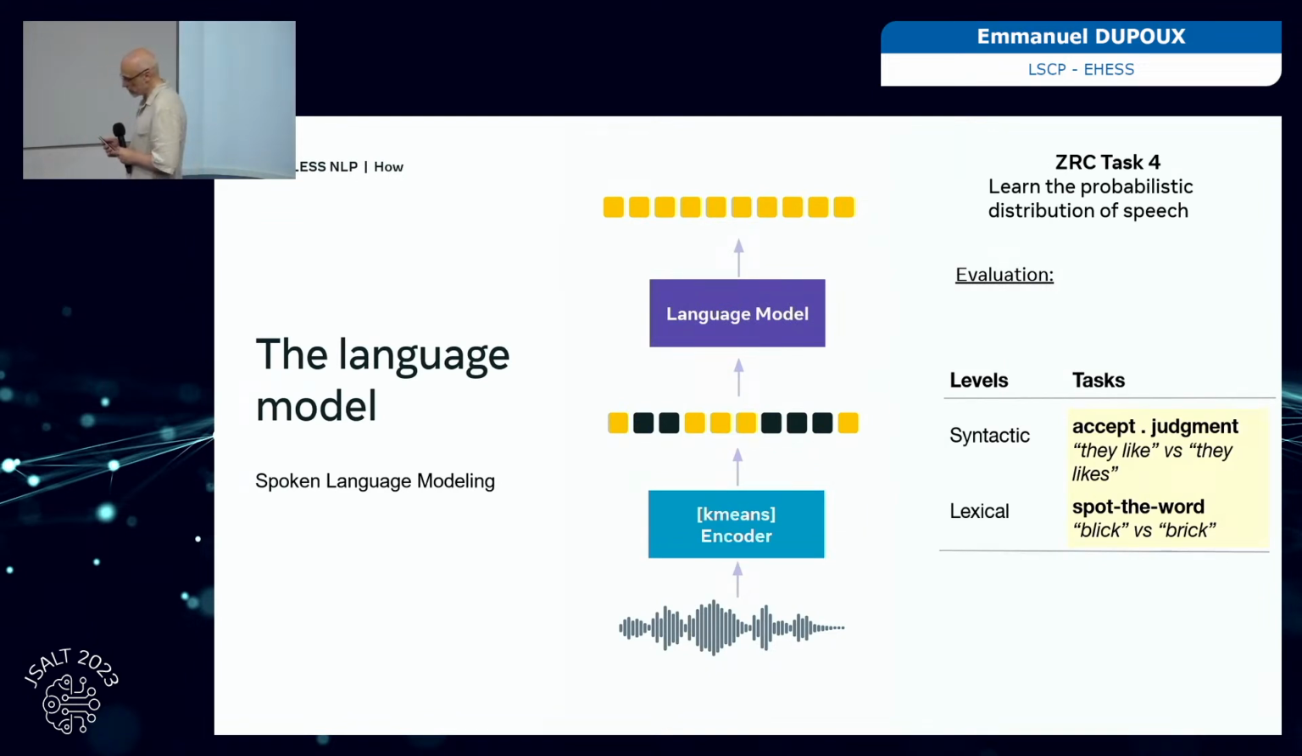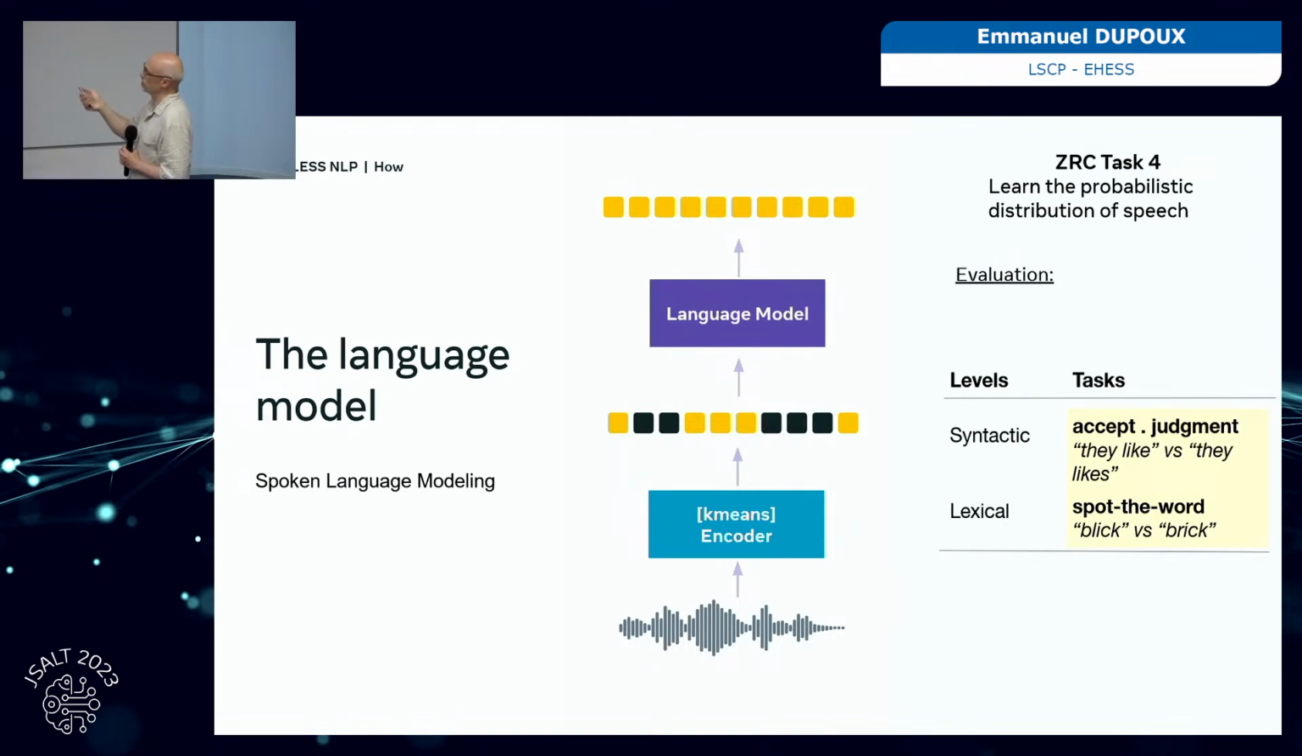Now, since we have discrete representations, we can apply a language model on top of it. And here we simply plug in an out-of-the-box LSTM or BERT or causal transformer to evaluate the results. We used the 2 tasks from the zero source challenge, which are based on probability. For the syntactic task, you present a pair of sentences like "they like hot dogs" and "they likes hot dogs," and you compute the probability of each sentence.